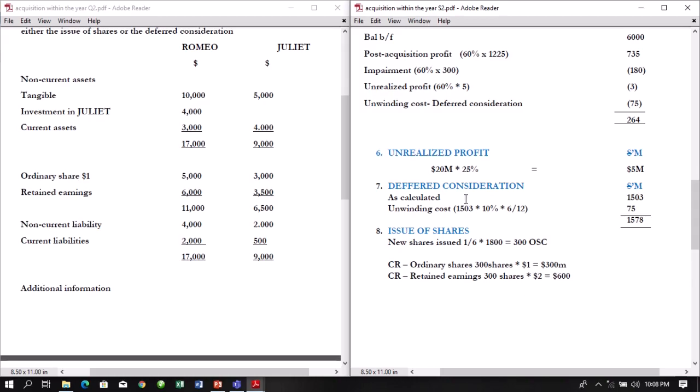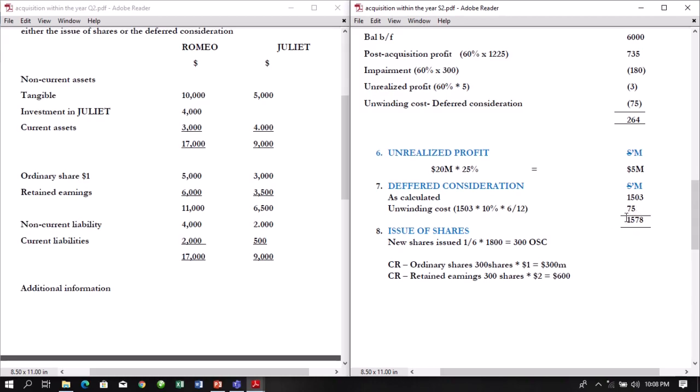So unwinding cost now is 1503 times what is the cost of capital that we use to discount this thing, which is 10%. So we multiplied by 10% will have given me 150. But don't forget, we acquired this company just 6 months ago. So we are preparing our accounts today. This is just a 6-month period, not for 1 year. So I will only unwind for 6/12, which is 6 months, giving me my unwinding cost to be 75.